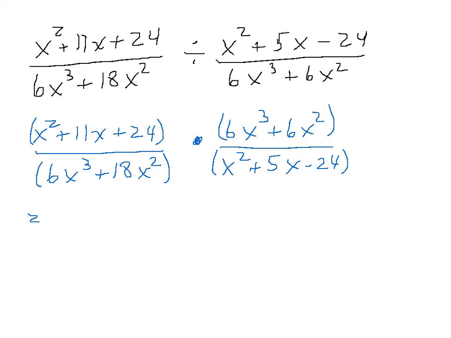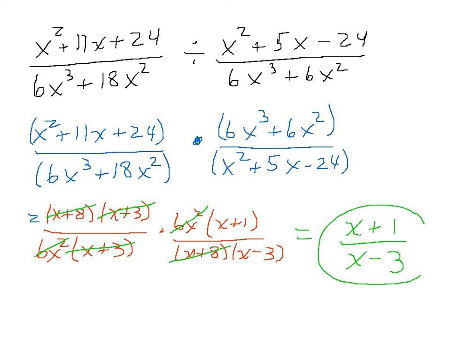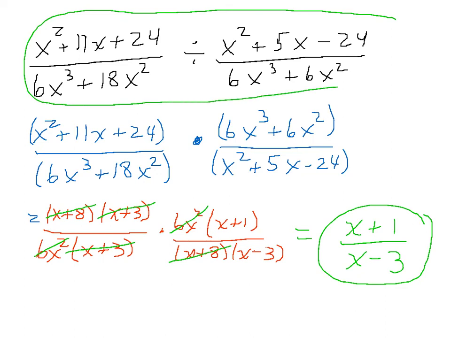Okay, here we go. So here's what we get when we factor everything completely. And now we just want to get rid of all those common terms. So a 6x squared and a 6x squared and an x plus 8 and an x plus 8 and an x plus 3 and an x plus 3. And so our final answer is x plus 1 over x minus 3. And when you go back and you look at the original problem, this certainly is a lot simpler looking than the original one.